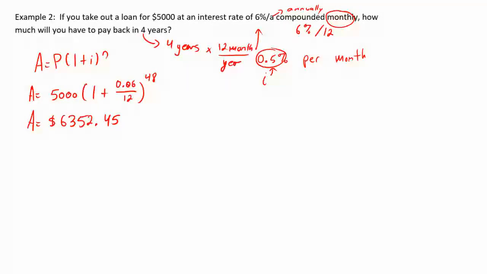Okay, so that's a significant amount. So 6% per year compounded monthly ends up being like $1,352.45 that you're paying back to the bank as a fee for borrowing this money.